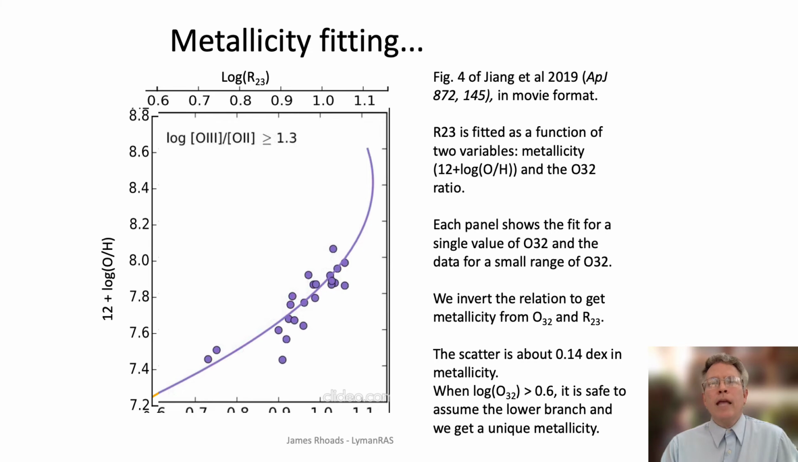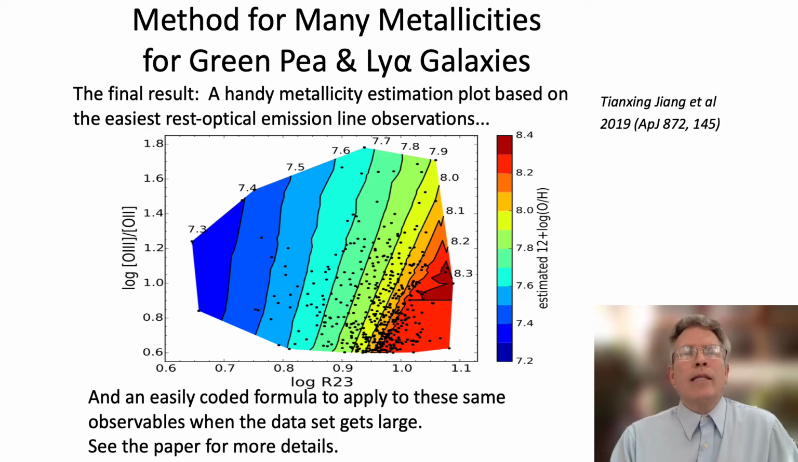So at the end of the day, we get a nice handy plot like this, which we can use to get the metallicity out from the measurement of three very bright, strong lines: the O3 line, the O2 line, and the H beta line, which goes into this R23 measurement. So if you have a galaxy that's a strong emission line galaxy, and you tell me the values of those three lines, we can plop it down where it goes on this plot and read an estimate of its metallicity off the color bar on the right here. And the scatter in that is somewhere around 0.14 dex, so not too bad.